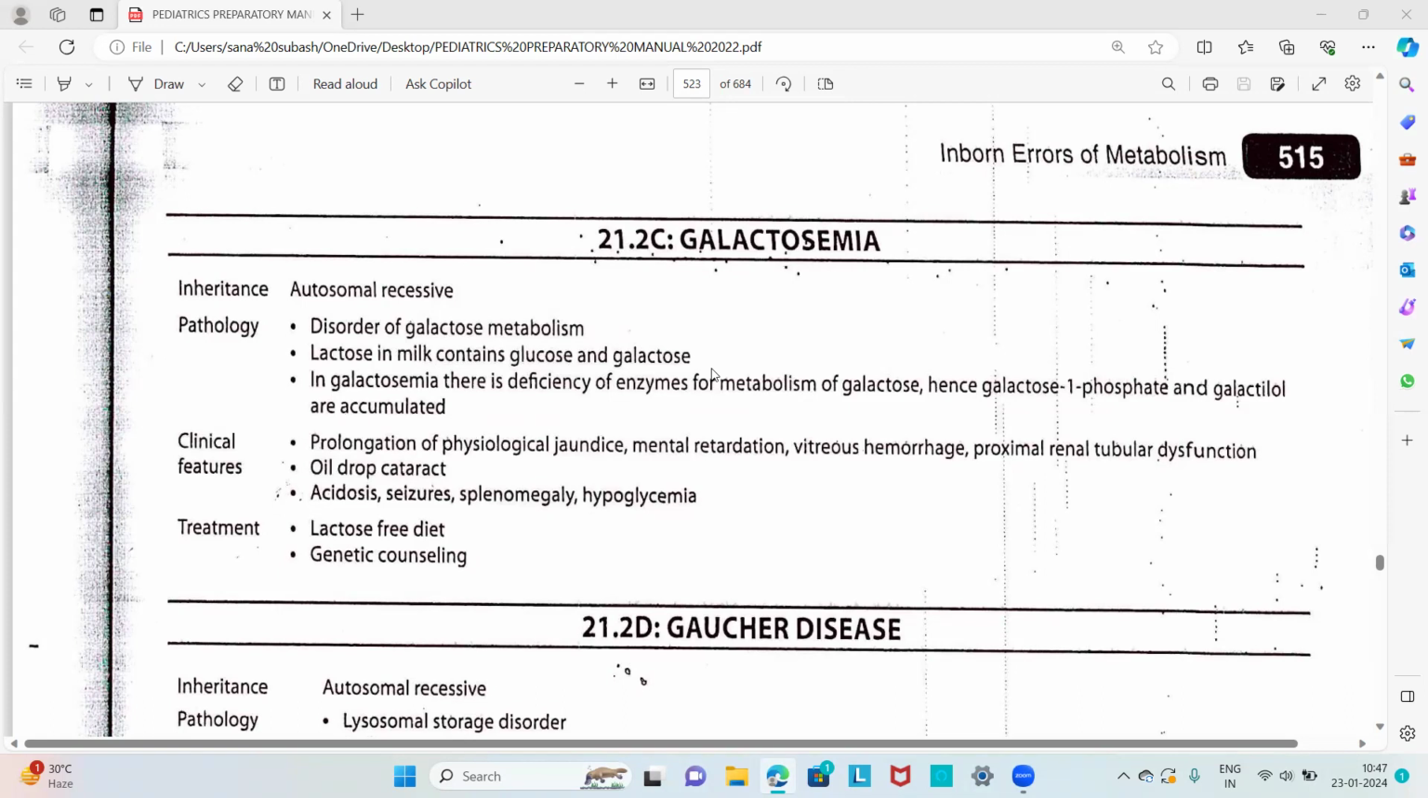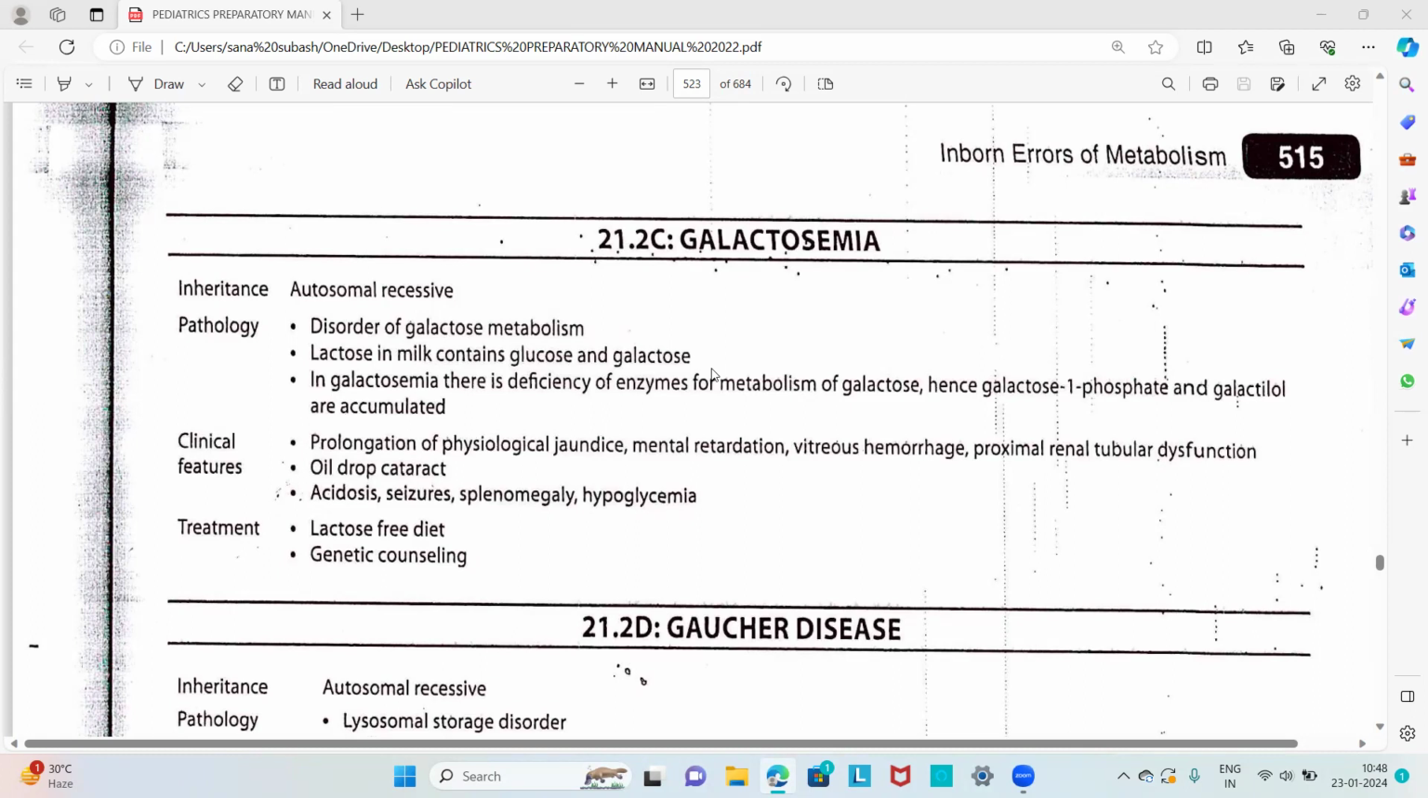So galactosemia. There are three disorders of galactose metabolism, but it is the deficiency of the enzyme galactose 1 phosphate uridine transferase. That is, galactosemia is mainly due to the classical deficiency of galactose 1 phosphate uridine transferase, that is, the GALT enzyme. Deficiency of this enzyme leads to classical galactosemia.